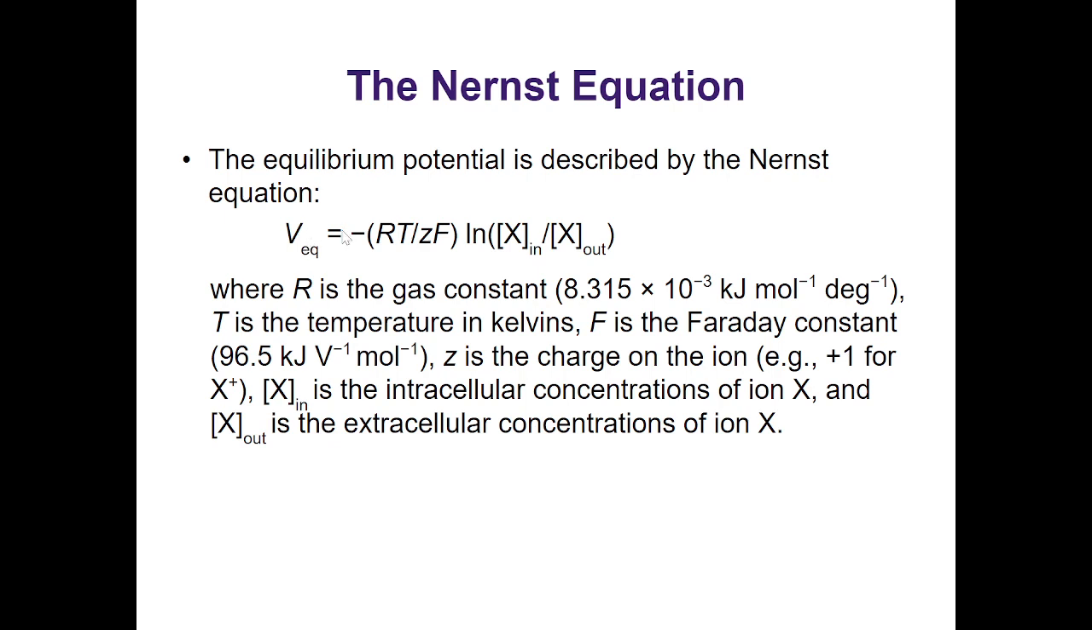This is the voltage equal to the negative RT, our gas law constant right here. Notice this will be the one that's in kilojoules. This technically should be Kelvin here, not degree. In this version, it would not be degrees. It would be an absolute temperature scale you'd have to use. This will be then temperature in Kelvin. F is going to be the Faraday constant here. Z is the charge on the ion. So if you're a positive 1 charge, Z is positive 1, right? If you're a 2 plus charge, Z is going to be 2, right?